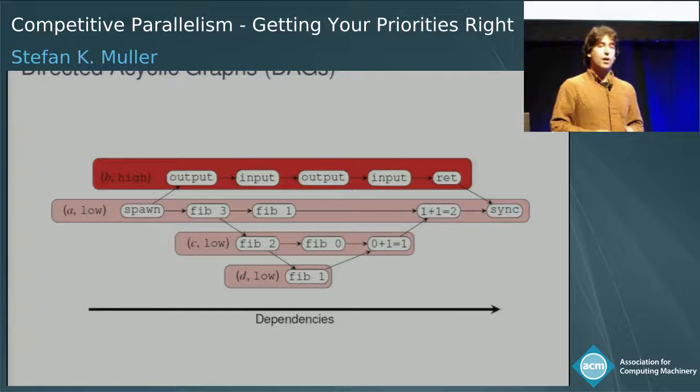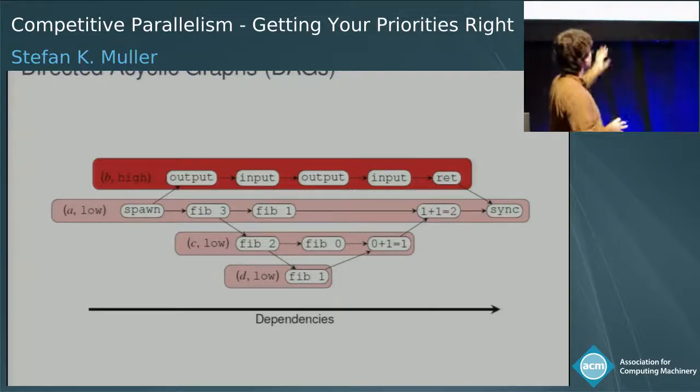Threads in our model have explicit priorities, which we represent both by annotating the box with a name for the thread, A, B, C, D, and the priority that it runs at. And graphically, the high priority thread here is in a darker shaded box. So this DAG represents a program that computes the third Fibonacci number in parallel, and then at a higher priority does some interaction with the user.